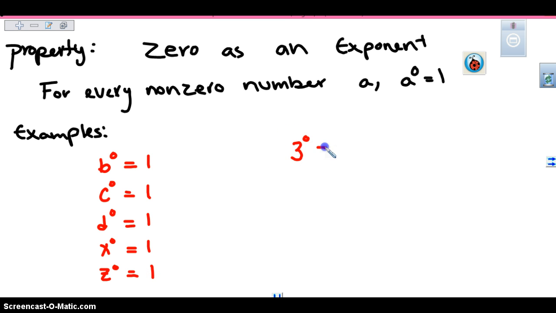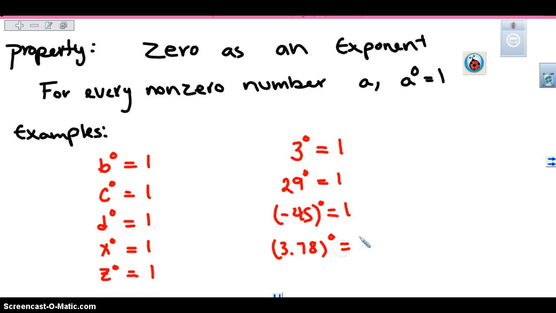3 to the 0 power equals 1. 29 to the 0 power equals 1. Negative 45 to the 0 power equals 1. 3.78 to the 0 power equals 1. 1,000,000 to the 0 power equals 1.